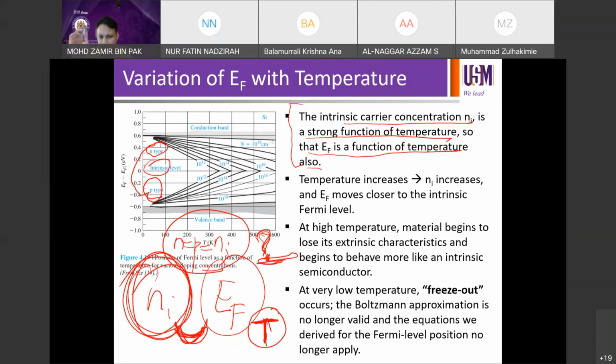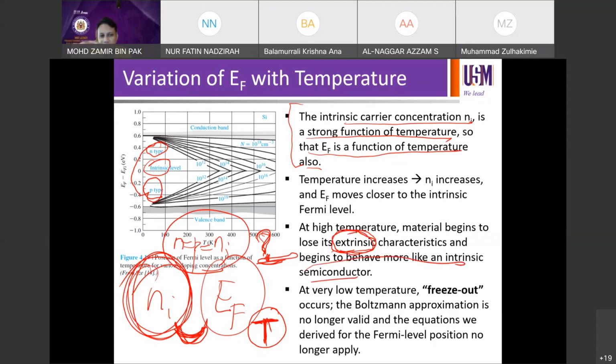when you talk about temperature, there are a few regions that we have to discuss. It's not a blanket answer. We're going to see that later on, right? At high temperature, the material begins to lose its extrinsic characteristics. You started off with an extrinsic semiconductor, but at high temperature, the extrinsic semiconductor is going to lose its extrinsic properties. Why? And it is going to behave more like an intrinsic semiconductor.